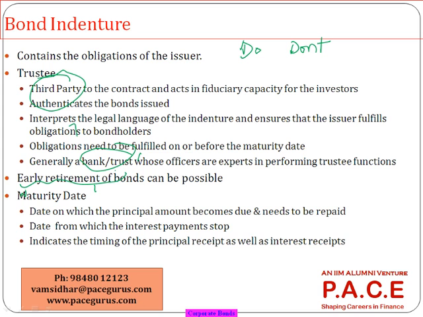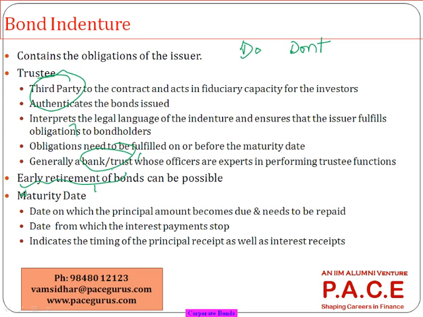Whereas when we say puttable bond, if you want, you can sell it. This feature will be available to the investor. If you want to sell off your bond back to the company, you sell it. Otherwise, you keep it until maturity. But when I say callable bond, if the issuer or the company wants to buy back the bond, it can do it. Otherwise, it will not.